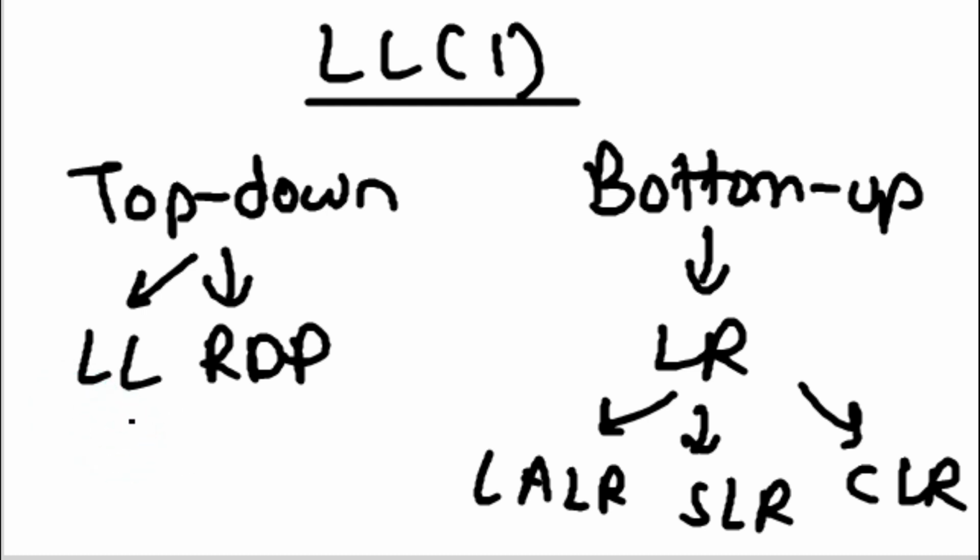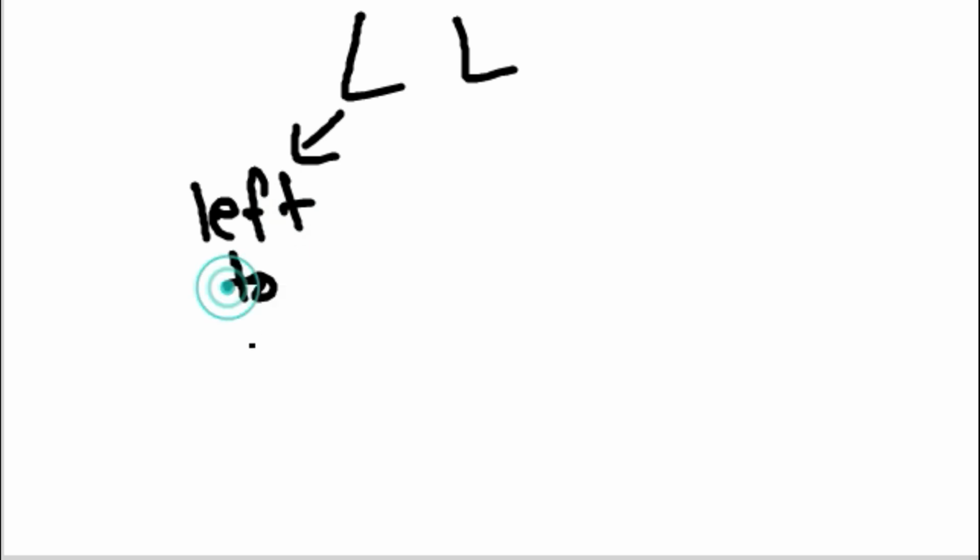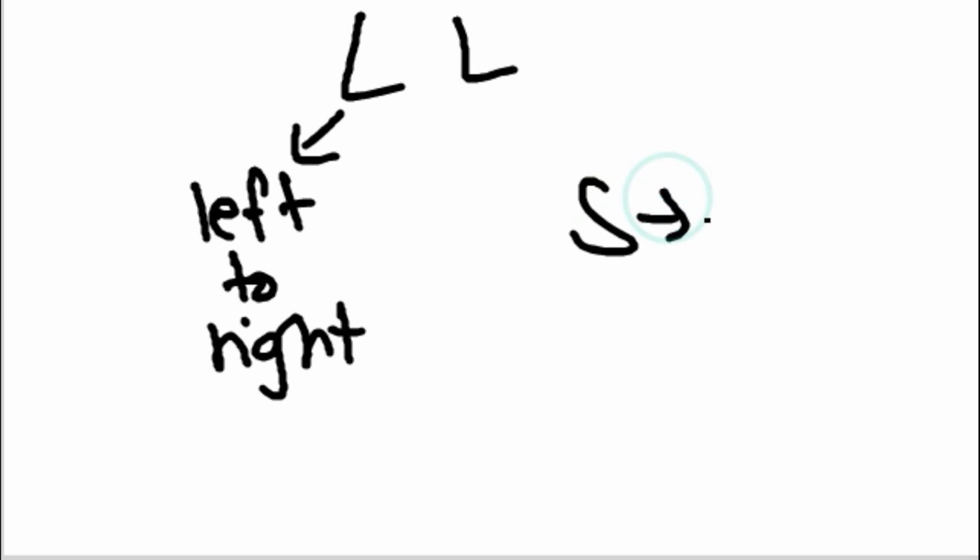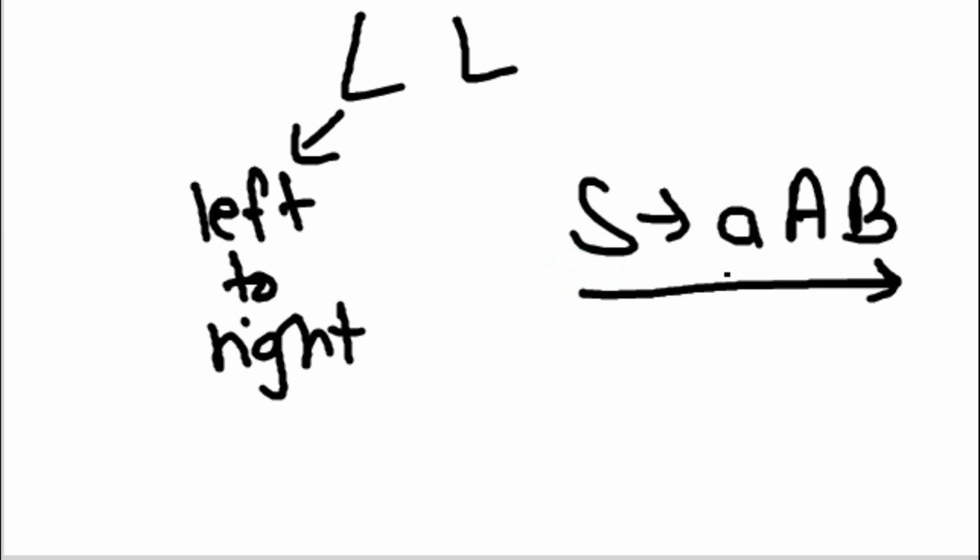Now, LL parser is a kind of top-down parser. But what's the definition of LL parser? LL parser comes with two Ls. The first L means left to right. For example, we are trying to parse this grammar. We will start from the left and then go to the right. And since we do the parsing from left to right, we use one L in the LL parser.